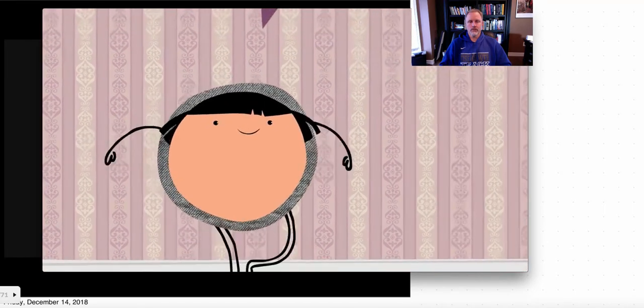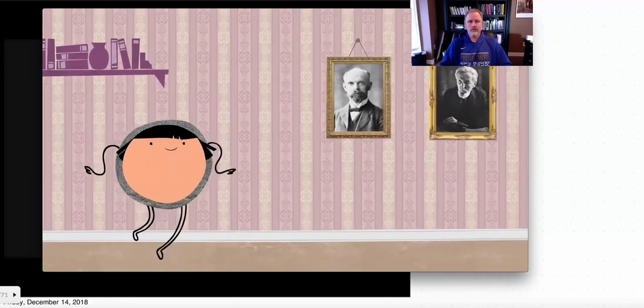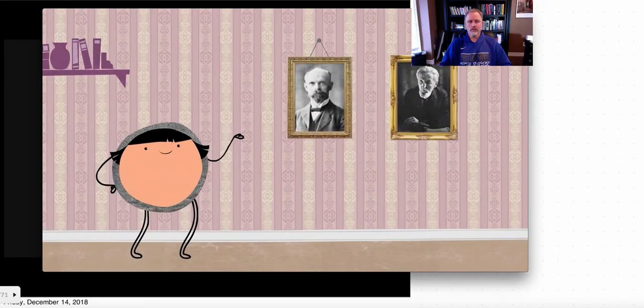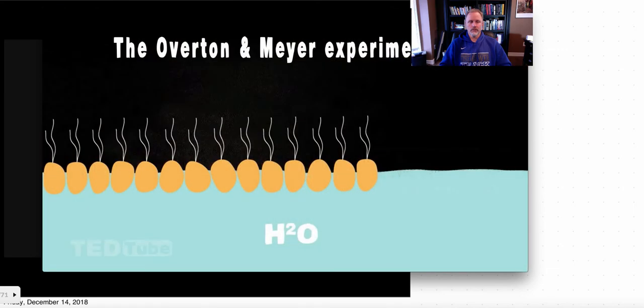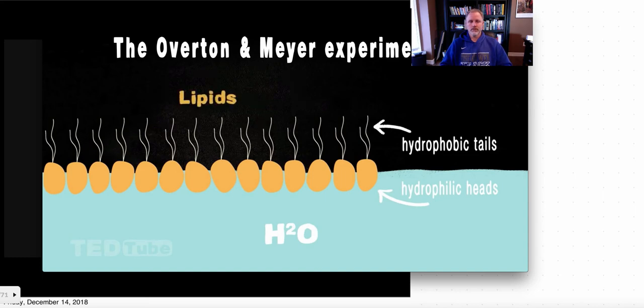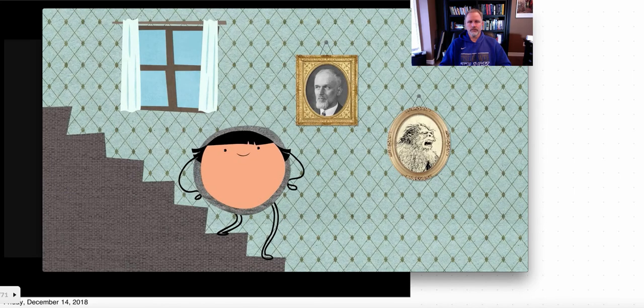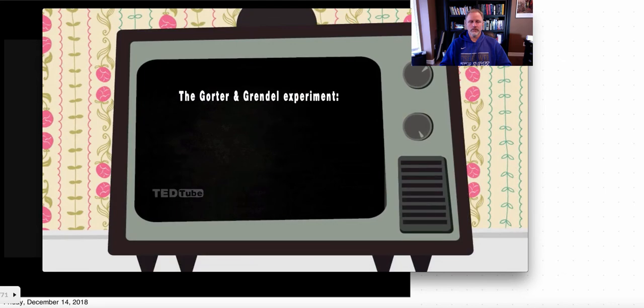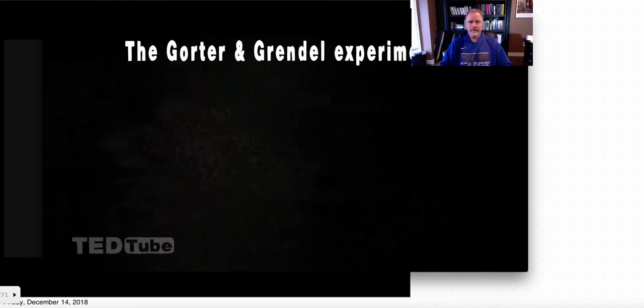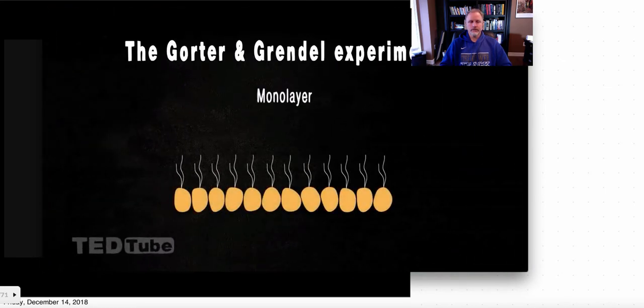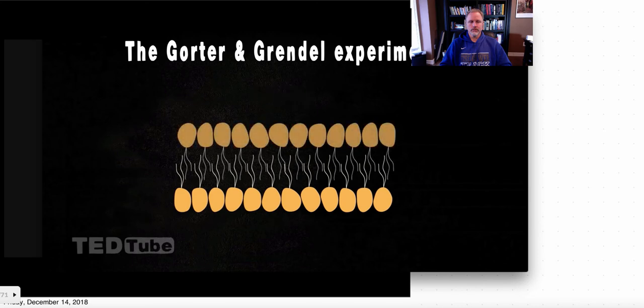Well, at the turn of the 20th century, chemists Charles Overton and Hans Meyer demonstrated that the cell membrane is composed of substances that, like oil, have a water-loving part and a water-loathing part. We now call these substances lipids. In 1925, two scientists, Evert Gorter and François Grendel, pushed our understanding further. They designed an experiment meant to test whether cell membranes are made of only one layer of lipids, a monolayer, or two layers stacked on top of one another, called a bilayer.